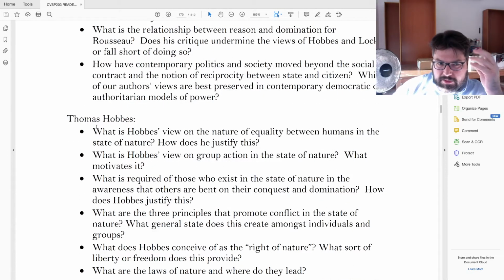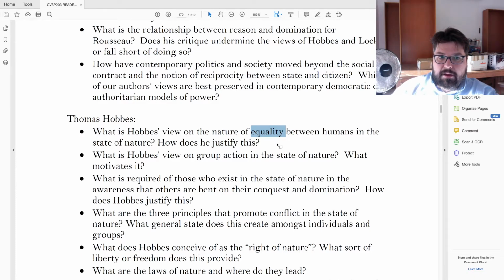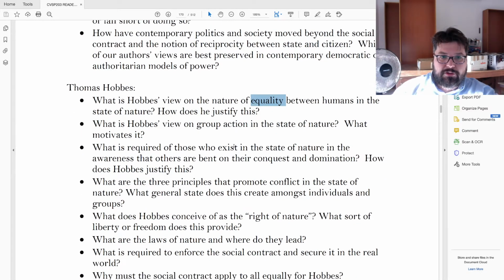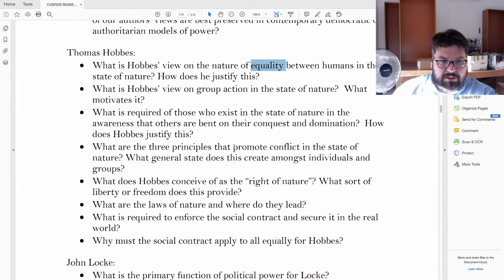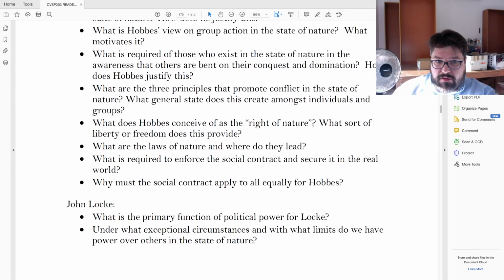Okay, here's another one. When we get to Thomas Hobbes, the first author, what is Hobbes's view of the nature of equality between human beings in the state of nature? Equality is another one of those terms you're going to have to pay very close attention to and define for each of the writers. Hobbes, I won't tell you straight off what Hobbes thinks equality is. That'll be an interesting question to ask, but pay attention to this. And I'll tell you what he means by equality is absolutely different from what Locke believes equality is. That's another one of those terms. Right of nature, that's another one of those. Freedom and liberty, it's another term you should write down and pay attention to throughout all the authors.